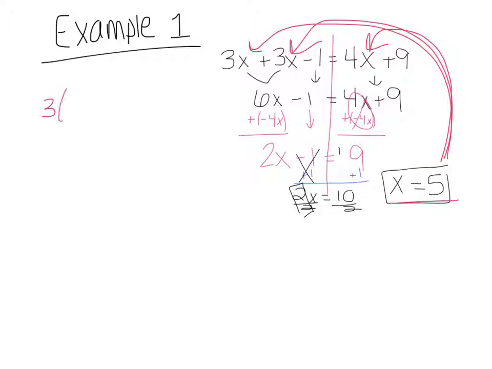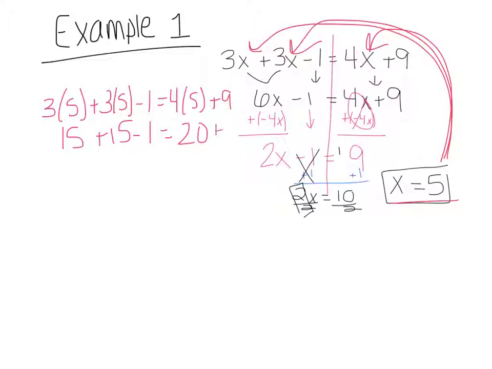So I'm going to do 3 times 5 plus 3 times 5 minus 1 equals 4 times 5 plus 9. And I see that 15 plus 15 minus 1 equals 20 plus 9. I'm just simplifying down my page here using the order of operations. Then 15 plus 15 is 30, and 30 minus 1 is 29. So I'm hoping that the right side also equals 29. And if I have 20 plus 9, I see that it does. My answer checks. I checked my answer of x equals 5, so I know that it's correct.